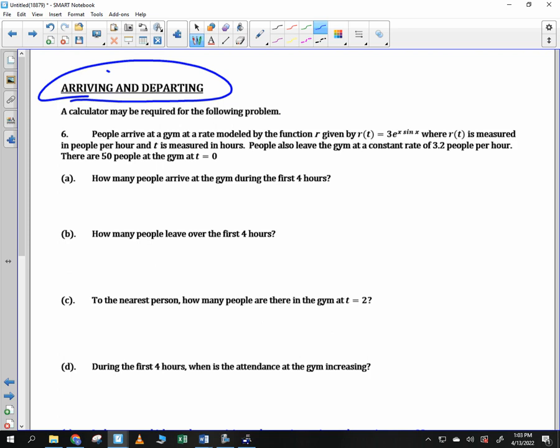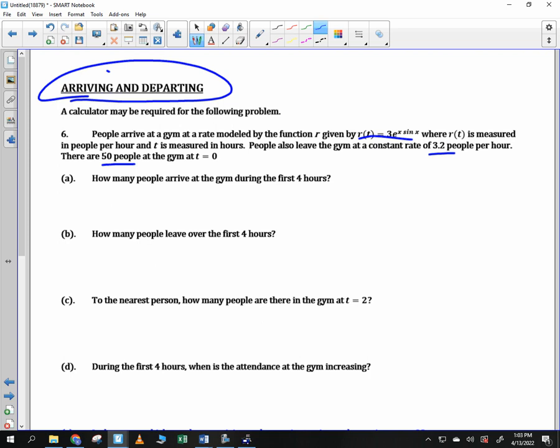So in this situation, people arrive at a gym at a rate modeled by this, in people per hour. People also leave the gym at a constant rate of 3.2 people per hour. And at the beginning time, there's 50 people in the gym. Now, I'll be honest, I made up these functions on my own. They're not that great of functions because the number of people doesn't change too much in the gym. But we'll do our best.